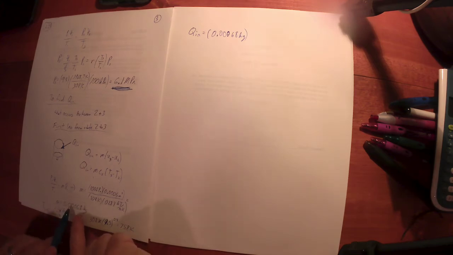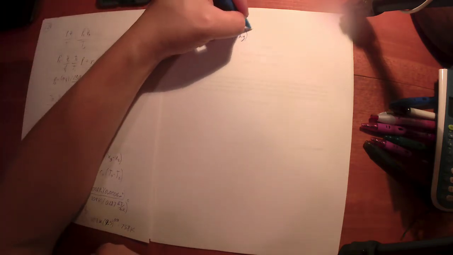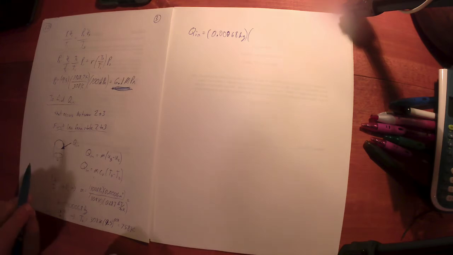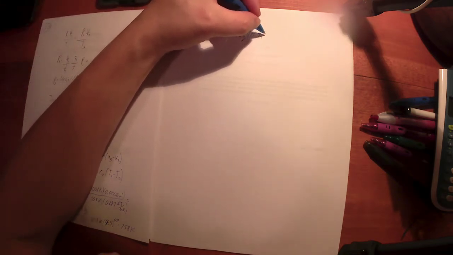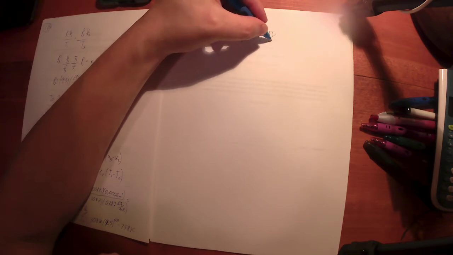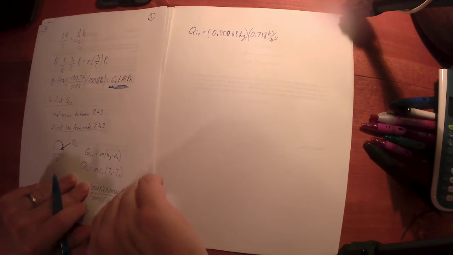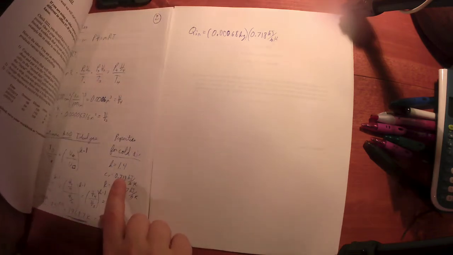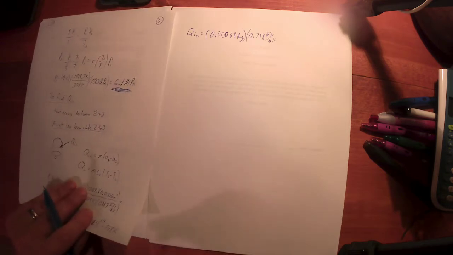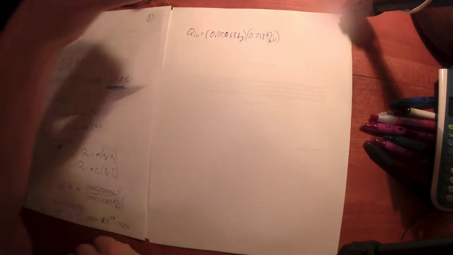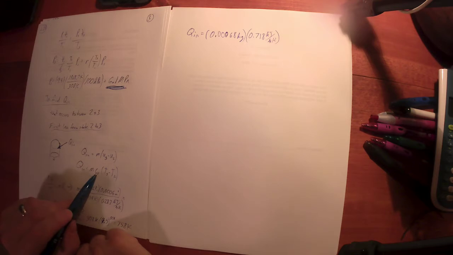So 0.00068 kilograms. You can convert that to grams if you like, but then we're just going to have to convert it back, so I didn't. Multiplied by the specific heat. We said earlier that was 0.718 kilojoules per kilogram Kelvin, I think. It's not too hard to go look. Yeah, C sub V for cold air, 0.718 kilojoules per kilogram Kelvin. So that's m C sub V times the temperature difference.